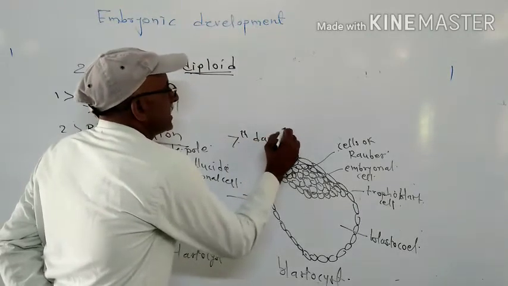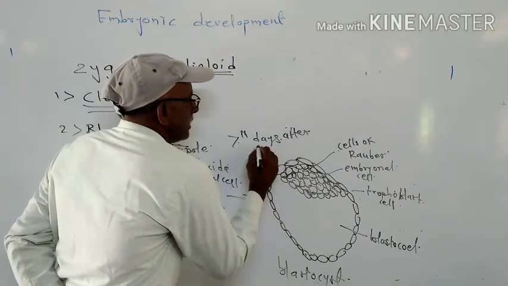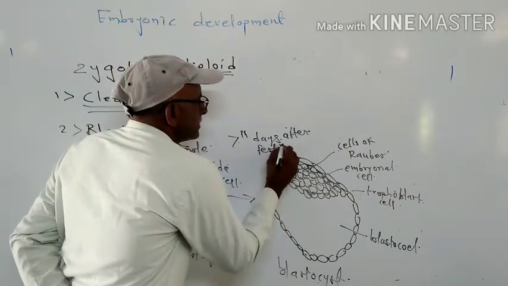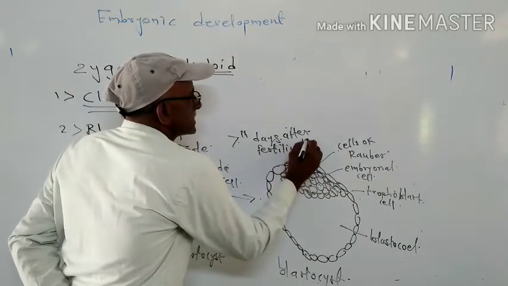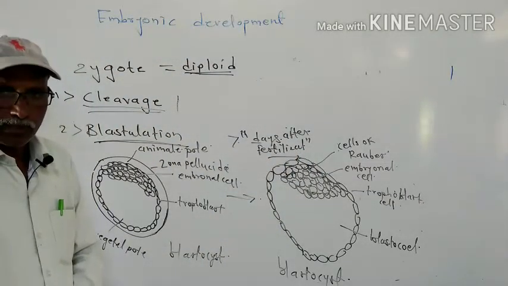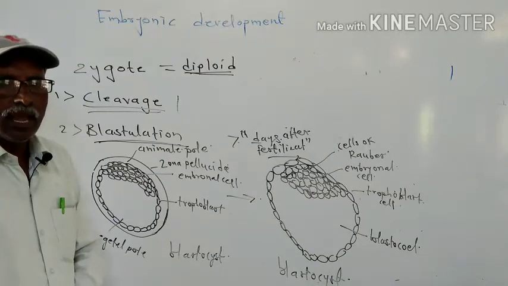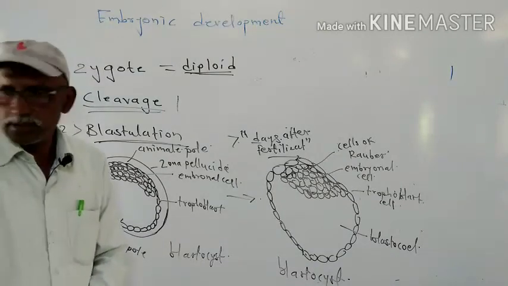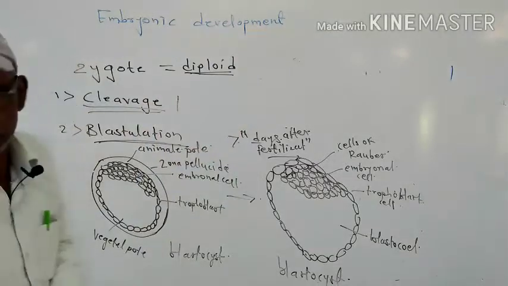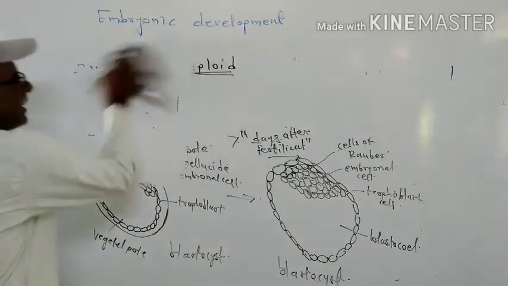After fertilization, now this blastocyst is ready for implantation after 7 days. Now we will see the next stage, that is implantation.